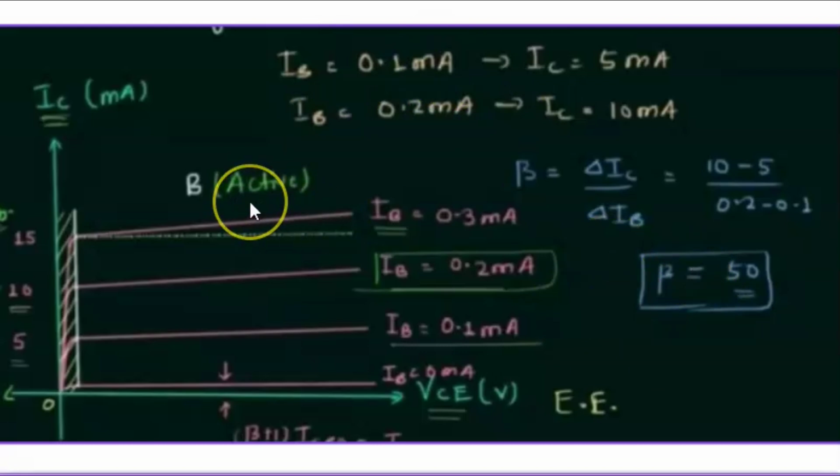अगर हम बात करें हमारे regions of operation की, so this particular region is known as the active region because यहाँ पे हमारा amplification take place करता है. This particular region is known as the saturation region and this particular region is known as the cutoff region.